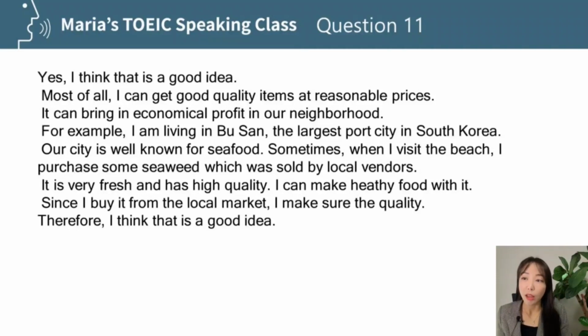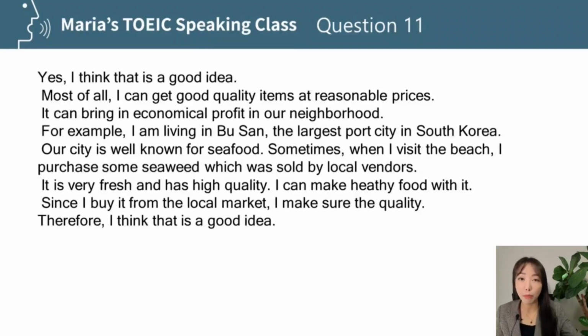For example, I'm living in Busan, the largest port city in South Korea. 자, 한국에서 가장 큰 항구 도시인 저는 이제 부산에 살고 있습니다. Our city is well known for seafood. 해산물도 굉장히 유명한 게 많은데요. Sometimes I visit the beach. 기장 바닷가, 기장 미역, 전국적으로 유명하죠. 그래서 기장에 놀러 가려면 I purchased some seaweed, 이게 미역이에요. 미역을 사요, 거기서. Which was sold by local vendors. 가면 그 트럭이 쫙 있어요, 바닷가에. 그래서 거기서 이제 그 이모님들한테 미역을 바로 사요.